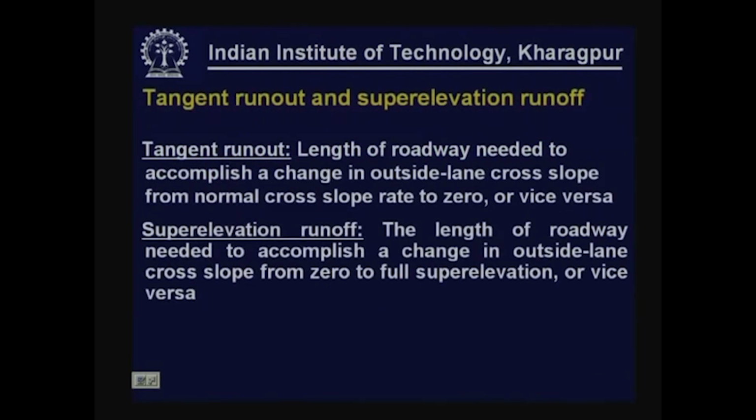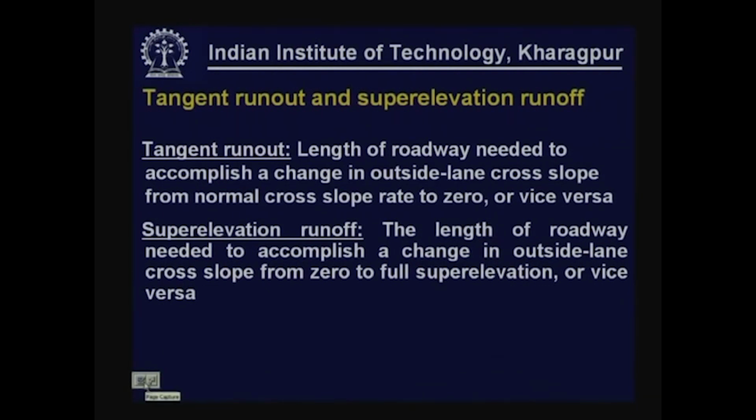Now, let us again touch these two terminologies: tangent runout and superelevation runoff. We have discussed these things earlier, but again we shall talk about these two items. Tangent runout is basically the length of roadway needed to accomplish a change in outside lane cross slope from normal cross slope rate to 0.